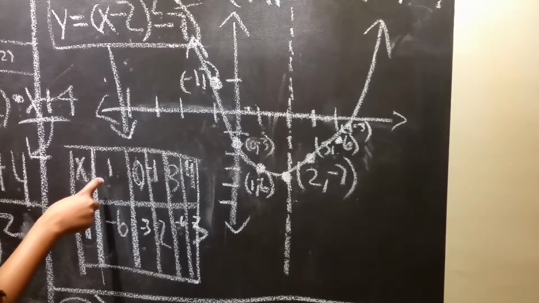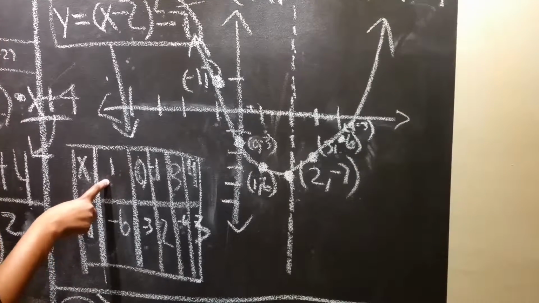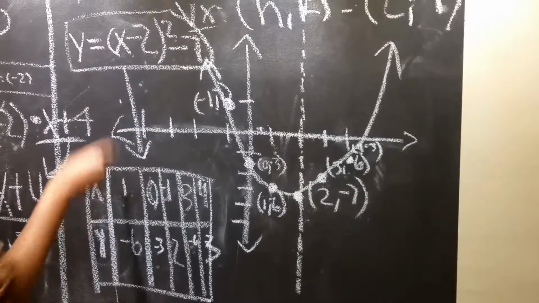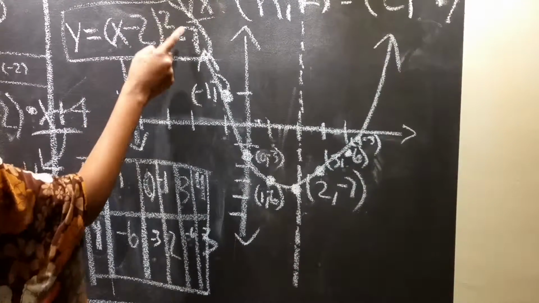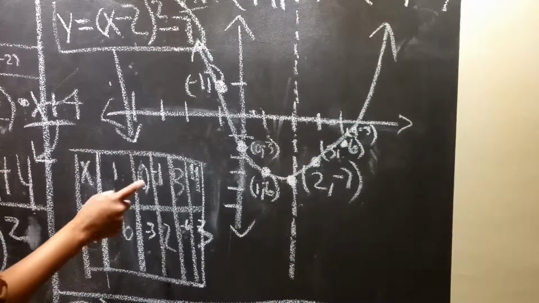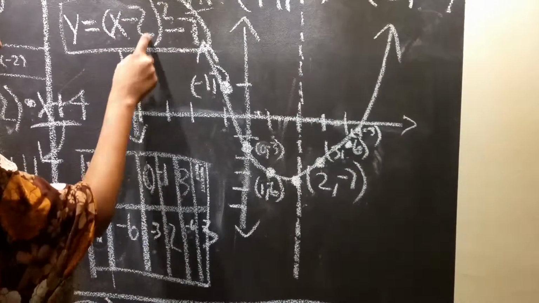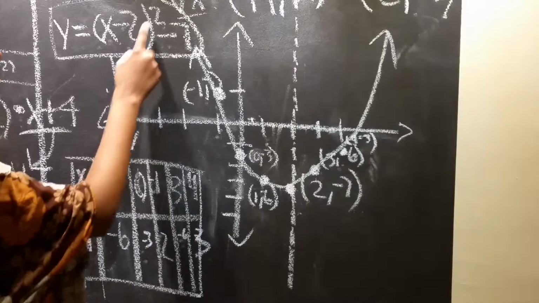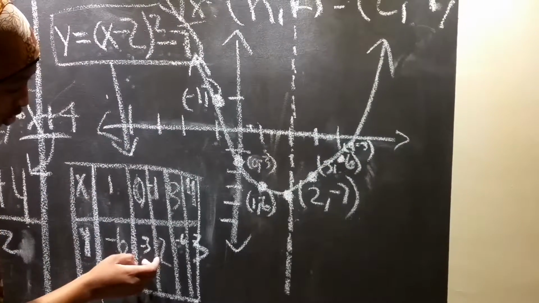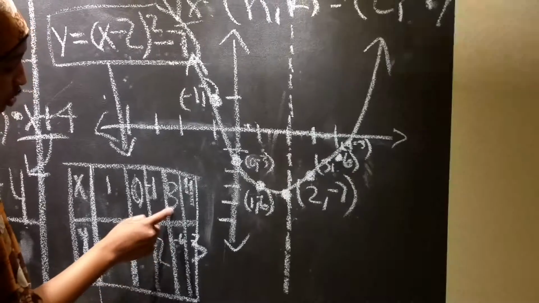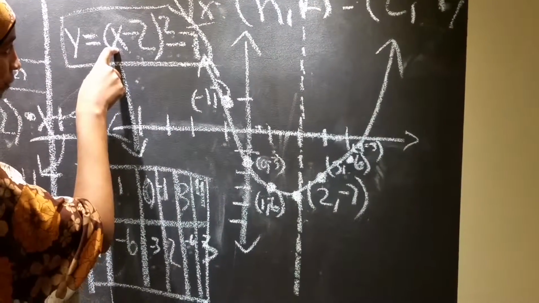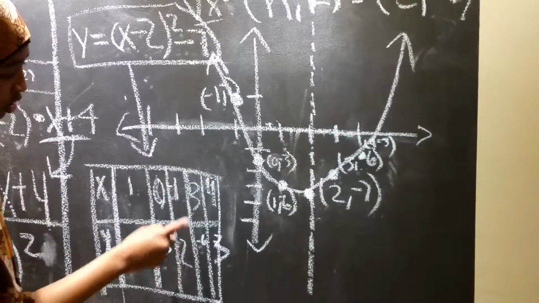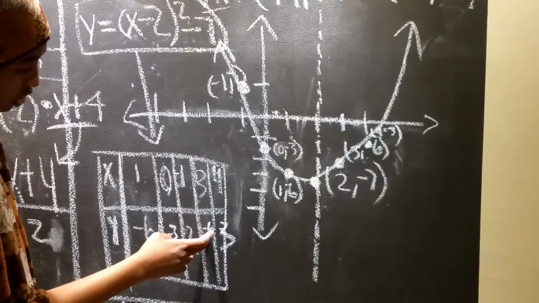Then you place 1 in the x. So you do, for example, 1 minus 2 squared, negative, minus 7, that gives you negative 8. 0, you do 0 minus 2 squared, negative, minus 7, that gives you negative 11. Negative 1 gives you negative 16. 3, you plug in 3, 3 minus 2 squared, negative, minus 7, that gives you negative 8.